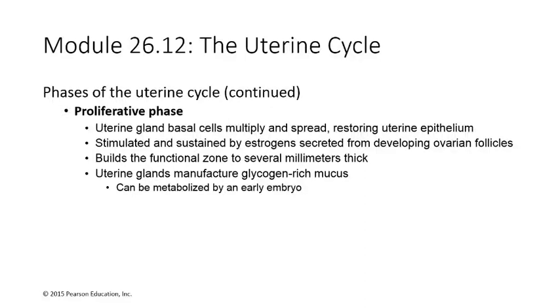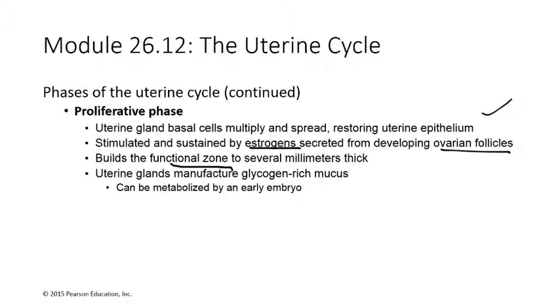Now there's also the proliferative phase. This is after bleeding, and the functional zone is going to rebuild itself. So there are some glands down in the basal layer that are going to begin to multiply and spread, restoring that lost uterine lining. It's going to be stimulated and sustained by estrogens, and those estrogens are coming from the ovaries. And this is going to rebuild that functional zone.